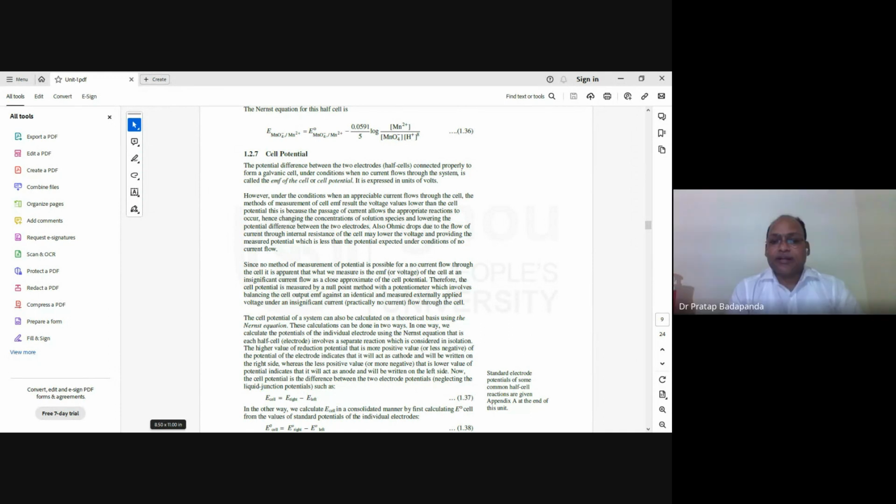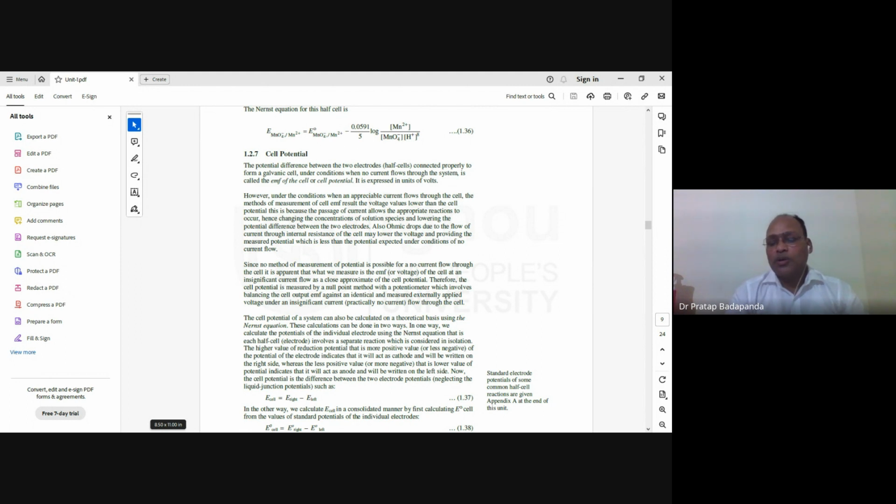Now the cell potential. The potential difference between two electrodes, what I told you earlier also, connected properly to form a galvanic cell under the condition where no current flows through the system, is called the EMF of the cell or cell potential. So when two electrodes are connected, there is no chemical energy or electrical energy used. So two potentials are there.